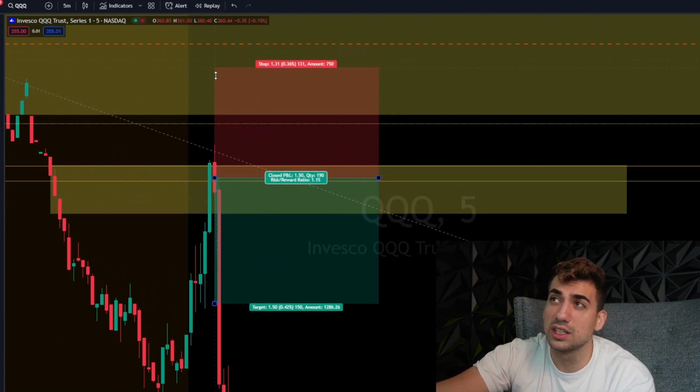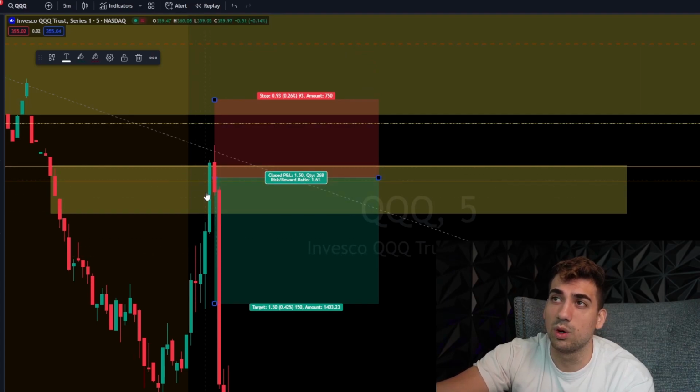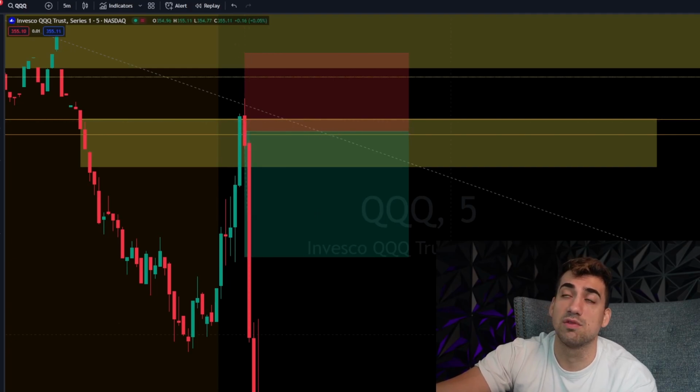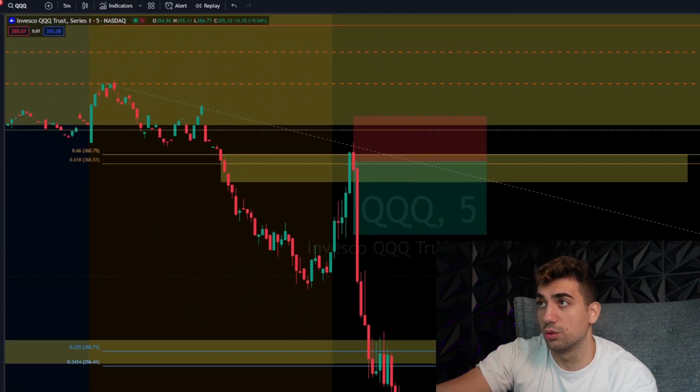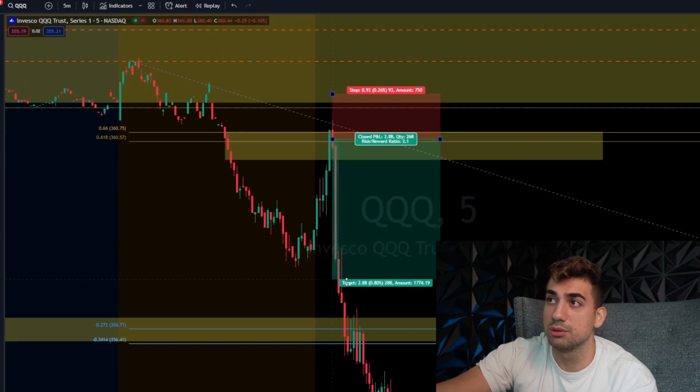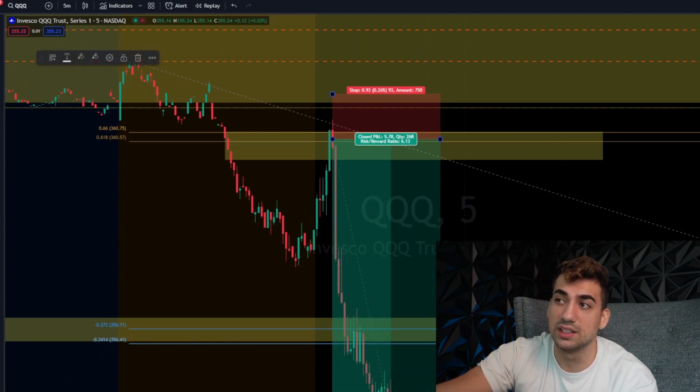Our entry was not the cleanest. We did actually enter once here and then once here. I rushed it a little, but I said it's a very small entry, just want some skin in the game, and then added a full position here. And then we took a short, with our first PT being this small fair value gap here, second PT the lows, third PT down here, and then eventually it can be down here.